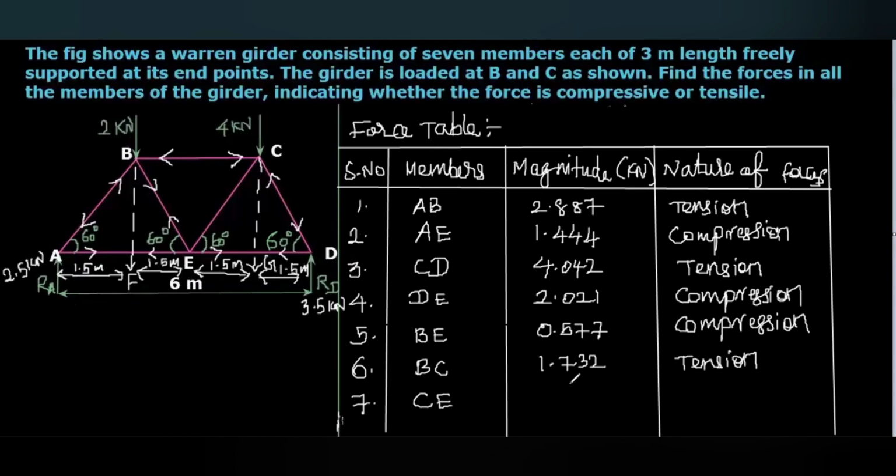Then the last one, that is CE. We calculated the magnitude of CE, that is 0.577 kilonewton. And here you can see the CE direction, that is also tensile. Okay, that is not mentioned here. That is CE also tensile. So that is also in tension. Okay. So I hope you all understand this video.